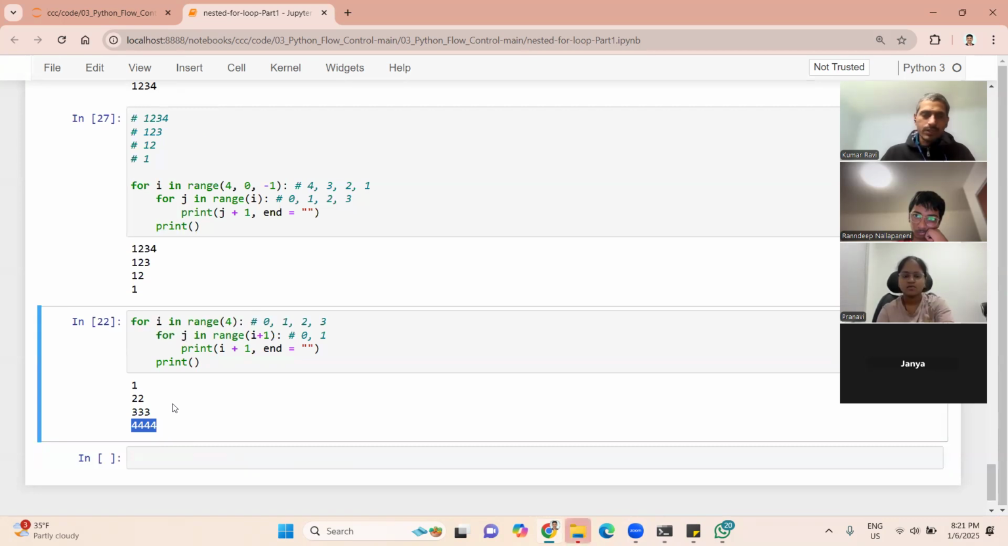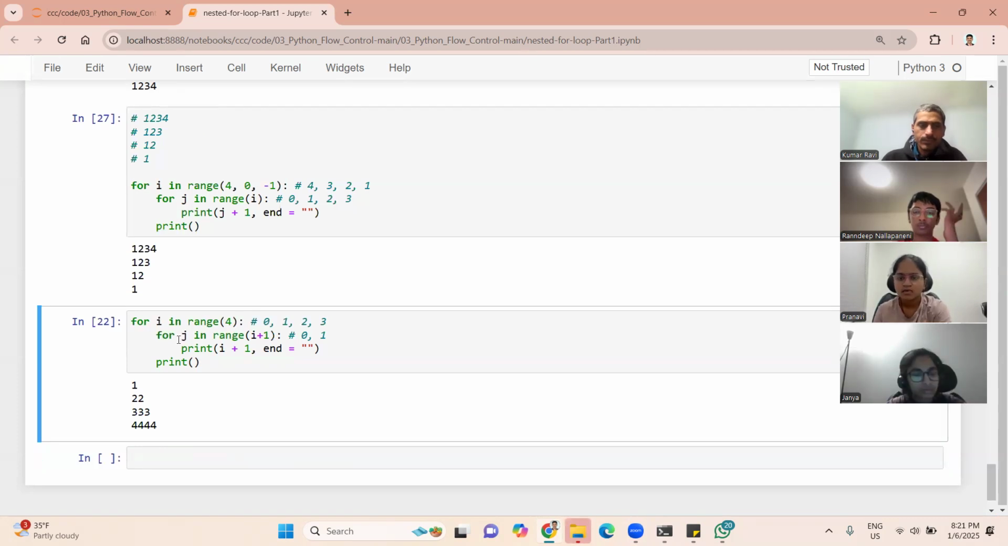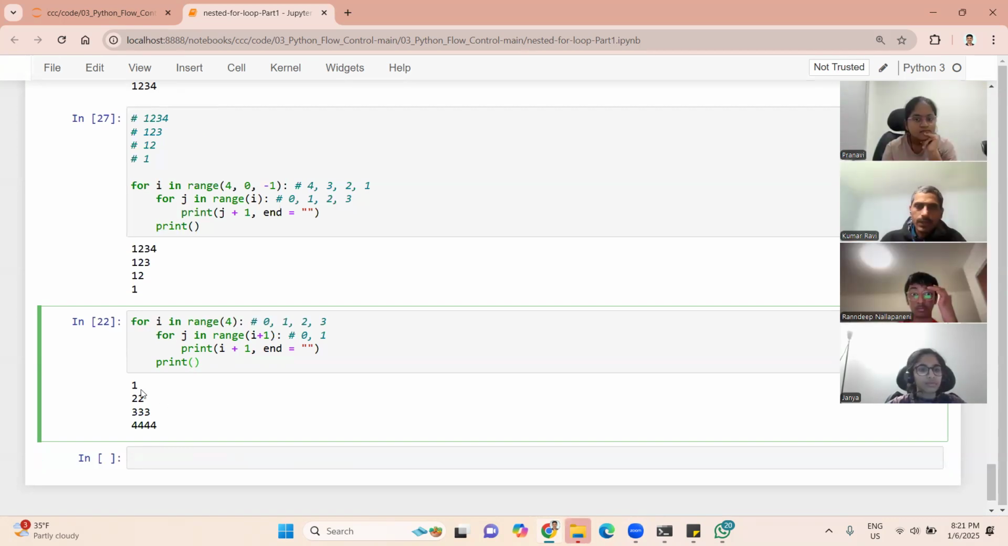So you need to understand why. Can you tell me why it is happening like this? Danya, can you tell me why it is happening like this? Because I plus 1, you have added the value I plus 1. Suppose that, let me do this, change this. I'll make it 5. J is 5.